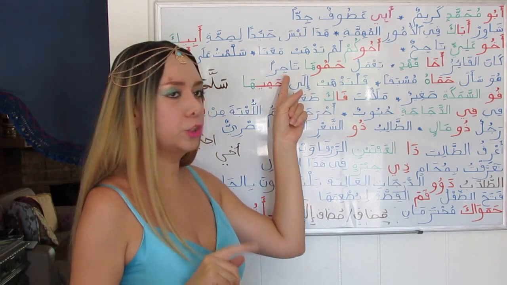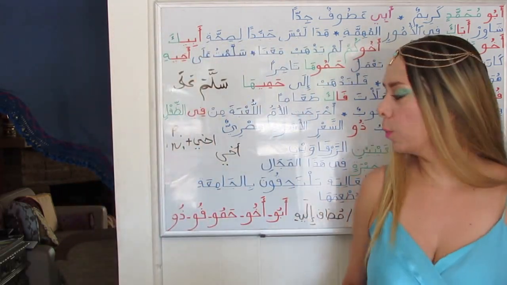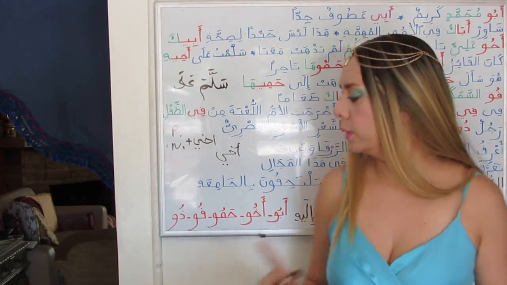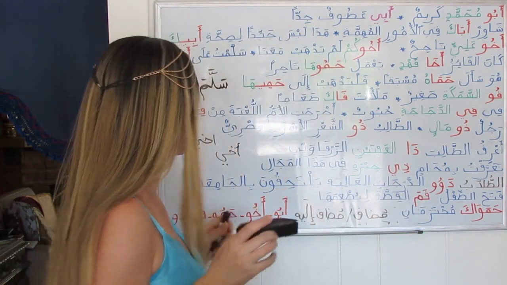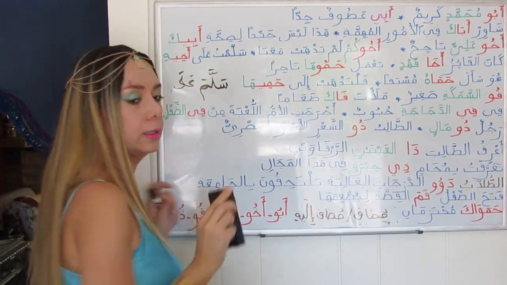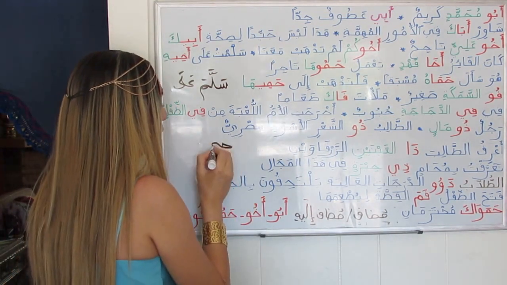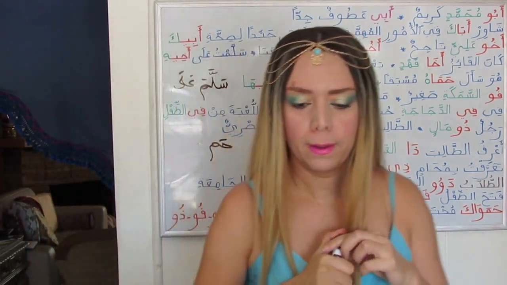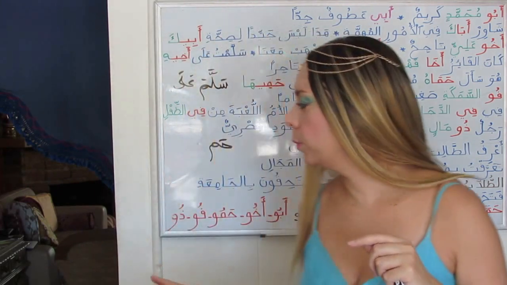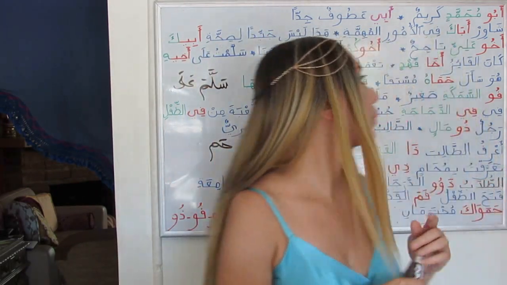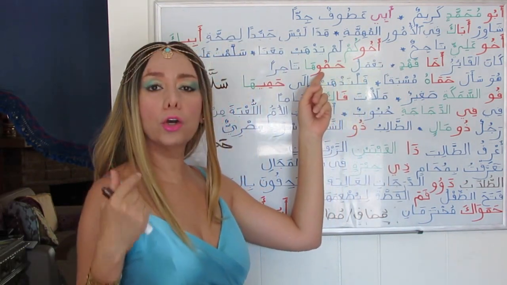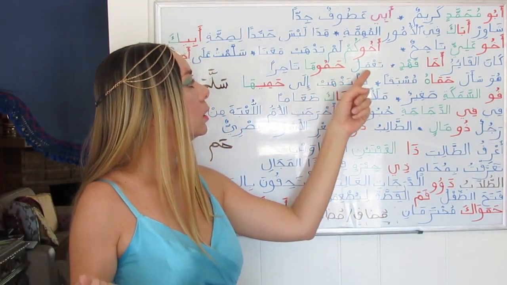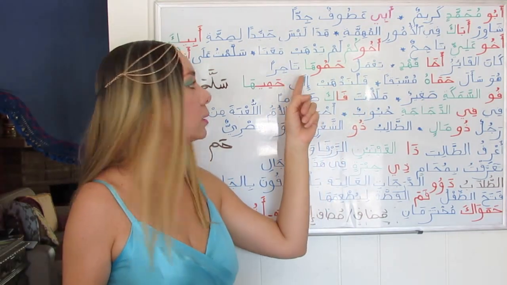يعمل حموها تاجرا, which means we are in our third noun. حمو. حمو is the construct state of حمون, father-in-law. In the nominative case, because it is ending with a واو. Here, her father-in-law works as a merchant.